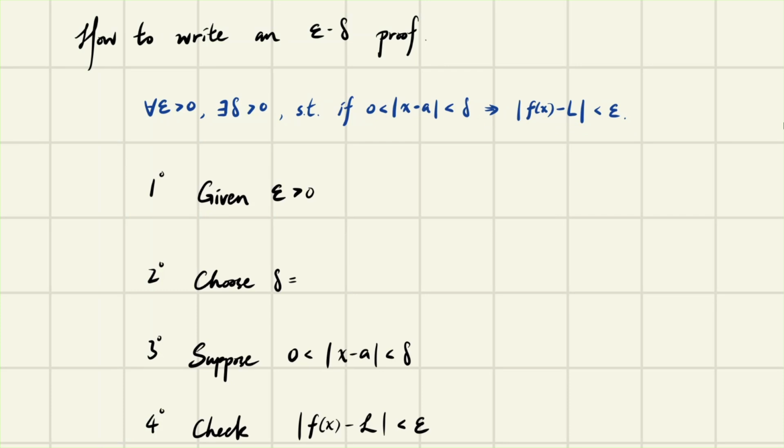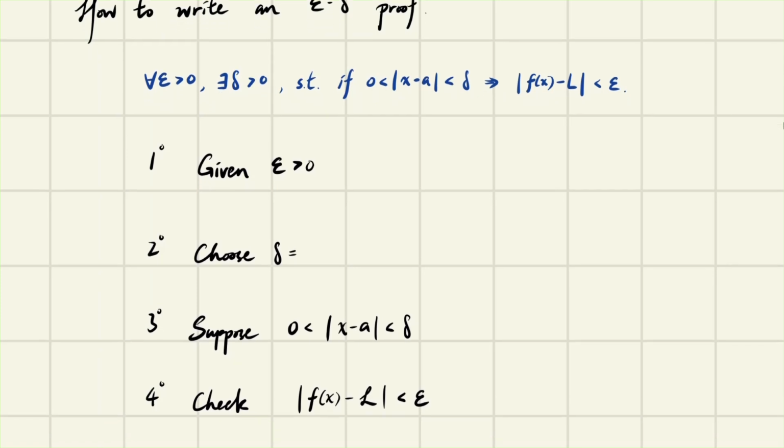So firstly, given an epsilon greater than 0, we can choose a delta value equal to, well, we don't know what the delta value is. That's what we want to find. So suppose that the absolute value of x minus a is between 0 and delta. Then the fourth step is that we check if it's smaller than epsilon.